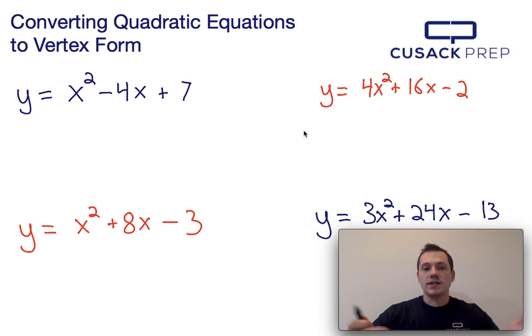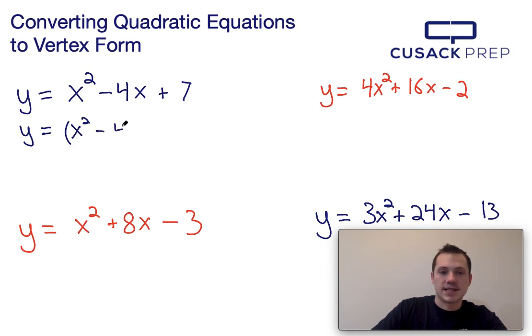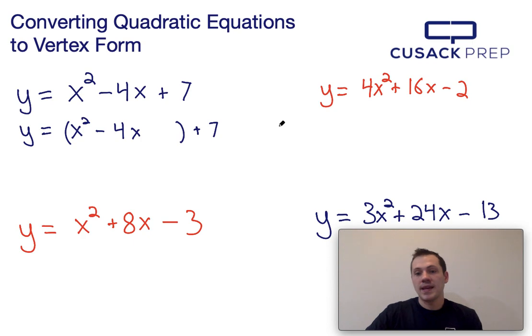In this video we're going to be talking about how you can convert quadratic equations into vertex form. What I have here is four sets of quadratic equations, and we're going to show you what goes into that. So step 1: take the x squared and the x term and group them together with a set of parentheses around them. Leave a little space inside the parentheses, and put the 7 on the outside of the parentheses.